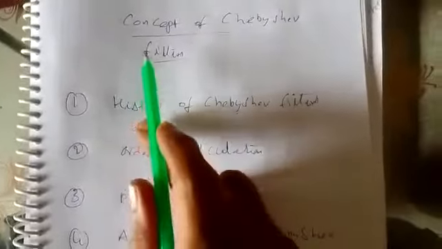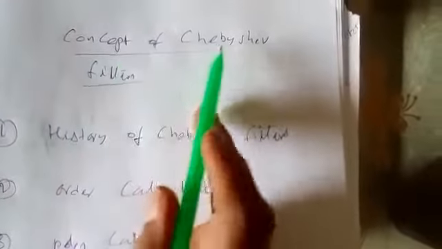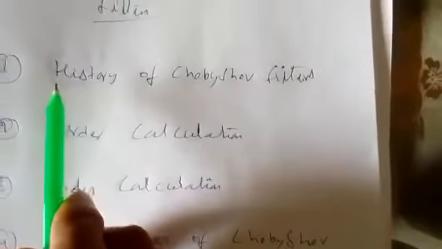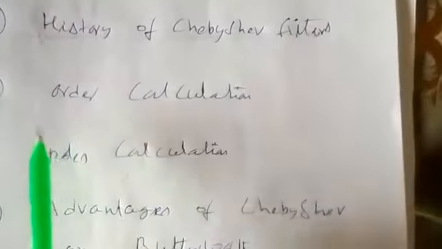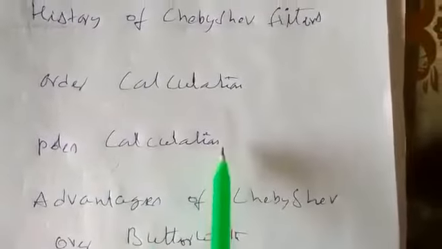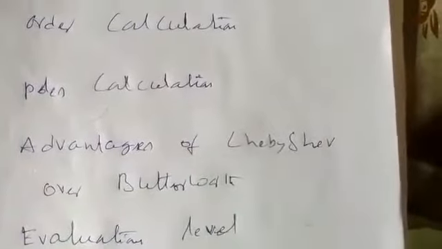Okay, so in this video I am explaining the concept of Chebyshev filters. This is classified in different ways. The first one is the history of Chebyshev filters, the second task is order calculation, the third task is poles calculation, the next task is advantages of Chebyshev over Butterworth, and the next task is evaluation level.